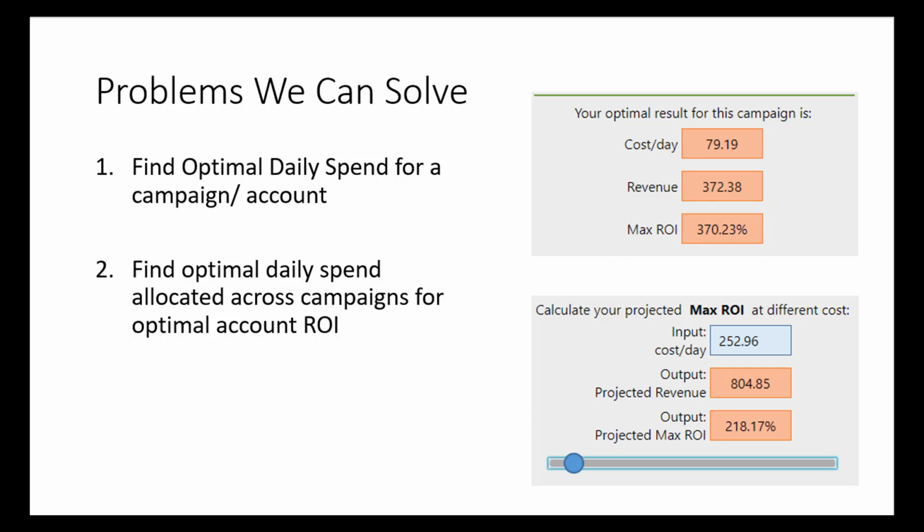The second thing you can use it for is to find optimal daily spends, not just for one account, but you can find this across multiple campaigns within one account, and it'll give you the optimal spends, not just for those campaigns, but for the optimal outcome for the whole account. So we'll take into account multiple campaigns.